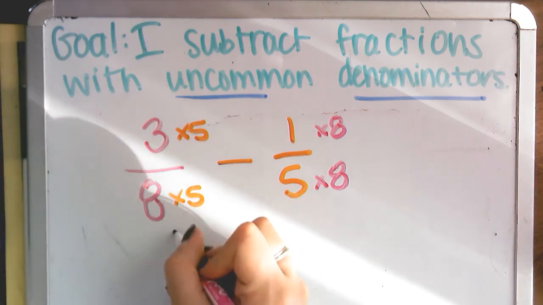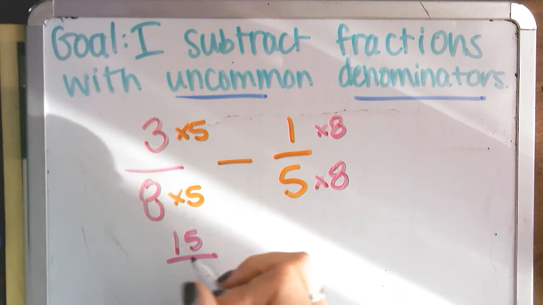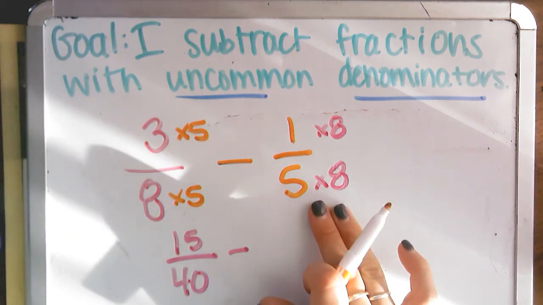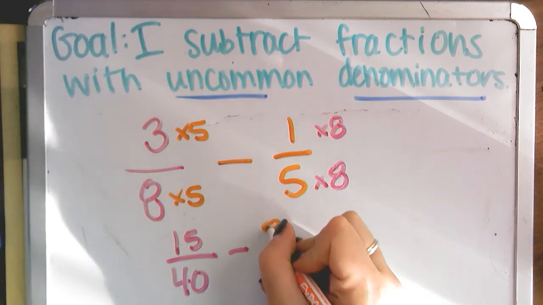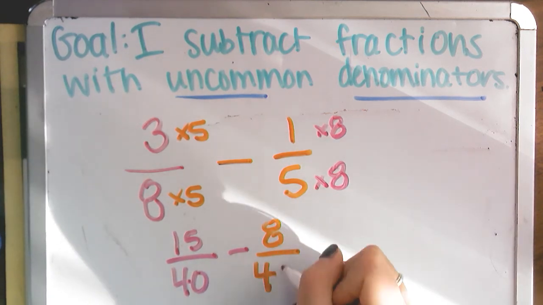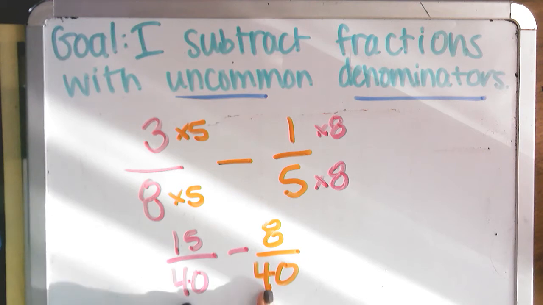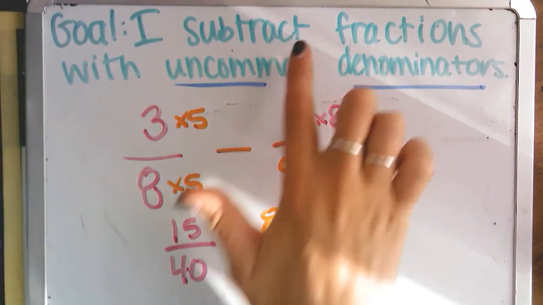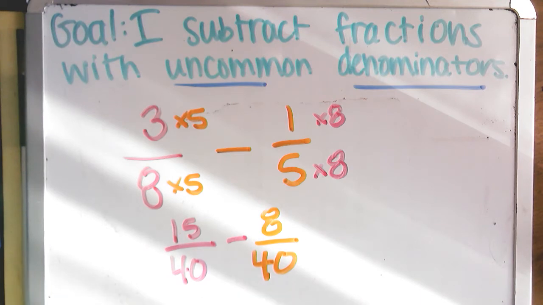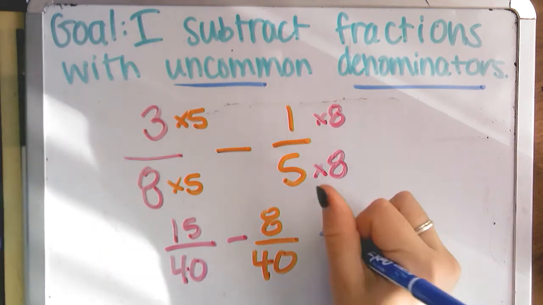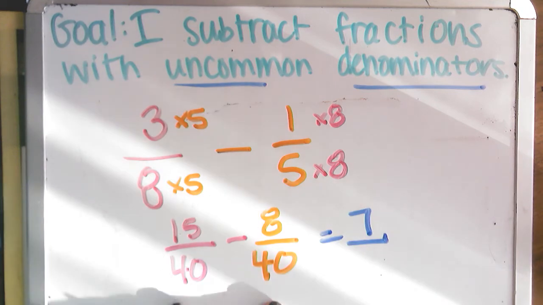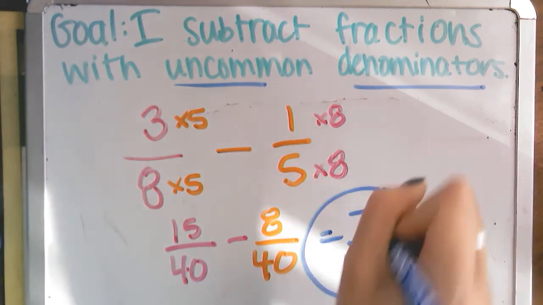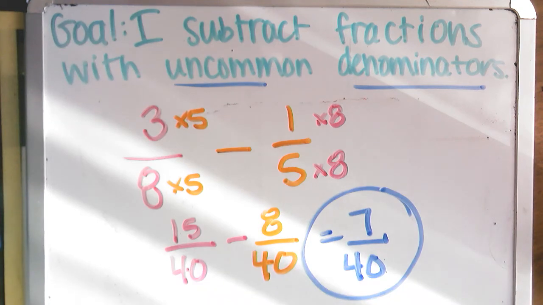So 3 times 5 is 15, and 8 times 5 is 40. Then I'm going to subtract my new numbers over here, 1 times 8, which is 8, and 5 times 8, which is 40. Now, you'll notice I finally have common denominators, which means I can do the subtraction part of my problem. And I know that 15 minus 8 equals 7. And because this is just telling me the size of the part, my bottom remains the same, and my answer is 7/40.